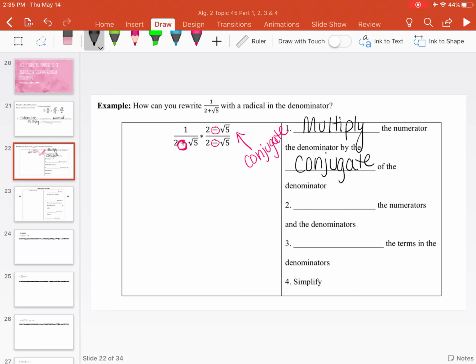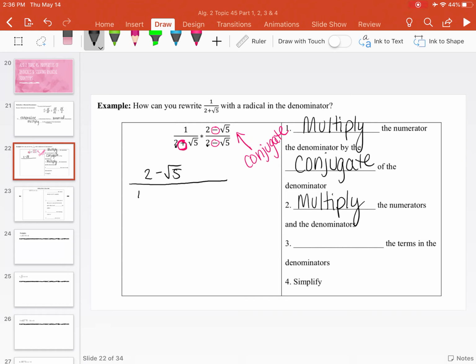So what we'll do now, after we identified what the conjugate was, is we're going to multiply the numerators and the denominators. In the numerator, we're just going to use the distributive property. So 1 times 2 minus square root of 5 is just 2 minus the square root of 5. In the denominator, however, we'll need to multiply. So we can FOIL, we can use the vertical method, horizontal method, however you like to multiply. I'm going to use the horizontal method, or how some people refer to it as FOILing.